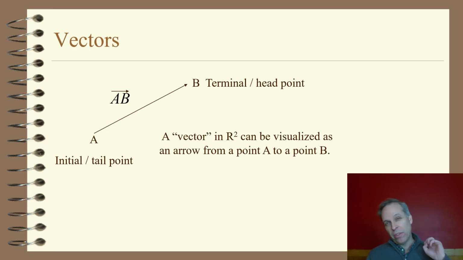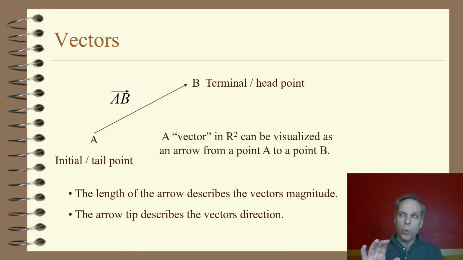We often then represent the vector as a sequence of two letters, the two letters being the name of the points, the first letter being the initial point, the second letter then being the terminal point, and we put an arrow over top of it. So you can think, since we have this association of a vector with an arrow in a plane or 3-space or higher, that a vector has a length because there's a length of the arrow. We call that the vector's magnitude, and the arrow tip in some way describes the vector's direction.